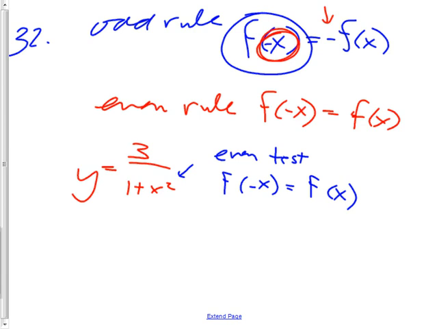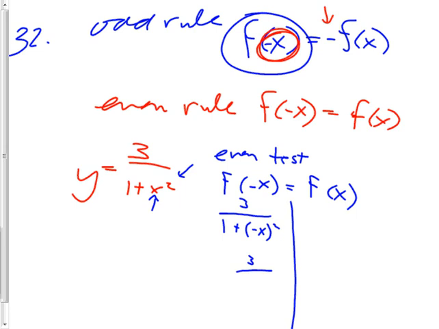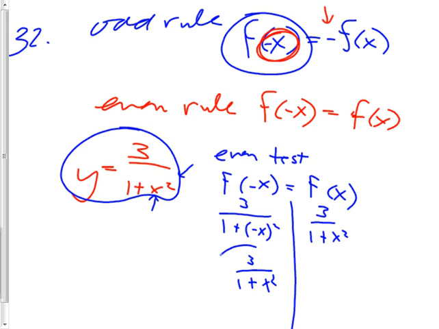That's even. And then I'm going to test it. I'm going to stick in negative x in here, right there. So it's going to be 3 over 1 plus negative x squared. And then the 3 is still a 3, the 1 is still a 1. Negative x squared, isn't that just going to become plain x squared? Yes, it is. And then plain old f of x. I start with the original, which is this one, 3 over 1 plus x squared. Is this equal to this? And I just proved it's even.